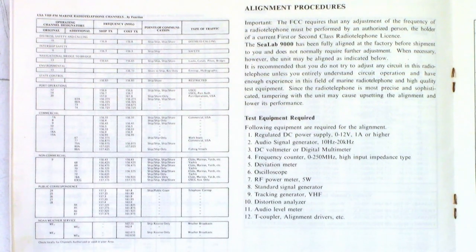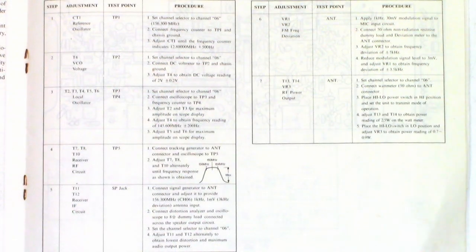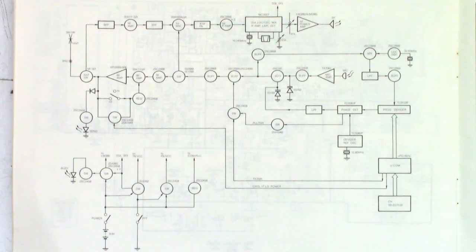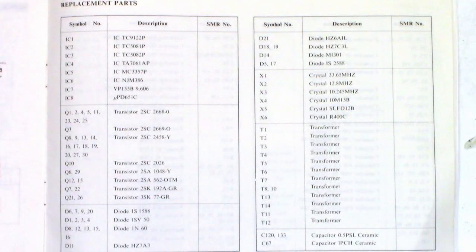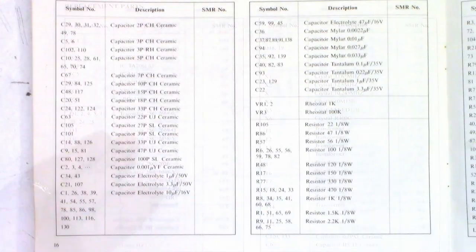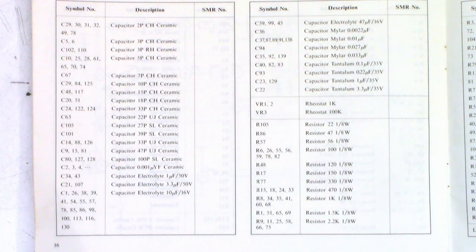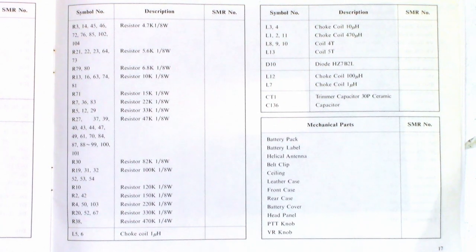So just in case you have one of these and you need some service on it, I'm going to go ahead and show every page of the alignment procedure. So there are the steps on how to align your radio if necessary. 7 steps all the way down to the RF power output adjustment. And there is a complete block diagram of the unit if necessary. And several pages of replacement parts, as well as a page of mechanical parts.